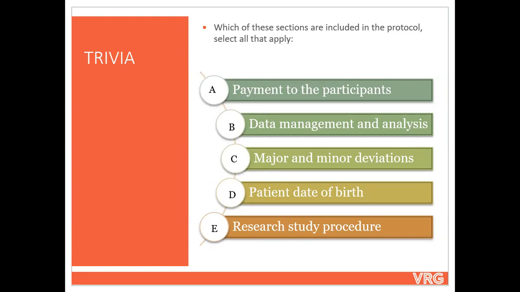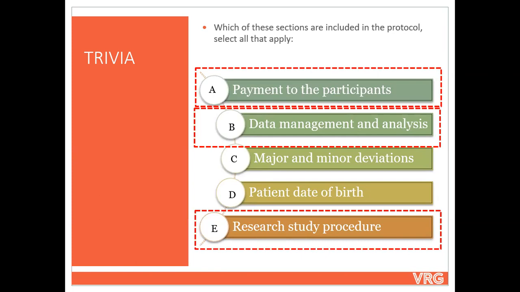And to solve, we have these sections that are included in the protocol, which are payment to the participants, the data management and analysis, and information on the research study procedure. What is not included in the protocol is major and minor deviations, of course, because we don't know what will happen, right? Deviations are deviations from the protocol as it is written. And PHI, such as patient data first.